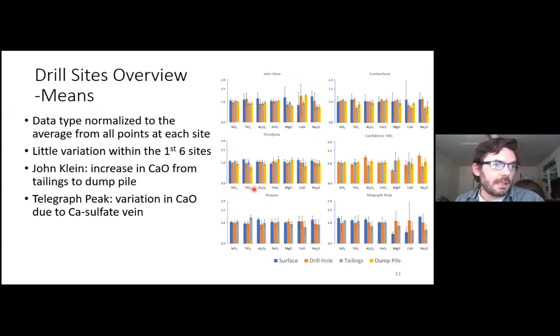We do see this in Telegraph Peak, this large standard deviation in the calcium for here on the drill hole wall. This is because there was a prominent calcium sulfate vein at Telegraph Peak, and it took a lot of shots to actually hit it, in order for us to observe it.